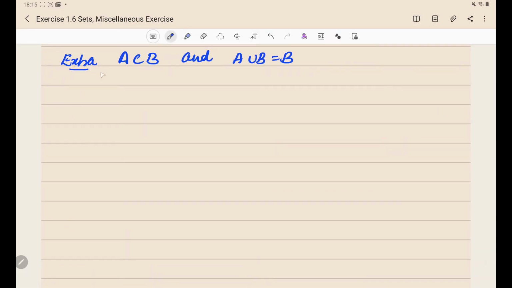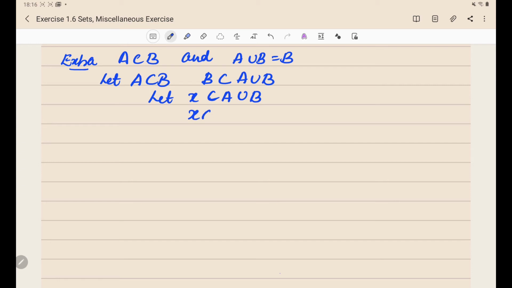For the first, we have the condition that A is a subset of B, and from that we are going to prove that A union B is equal to B. When we know that A is a subset of B, we clearly know that B is a subset of A union B, right? Then let's consider that x belongs to A union B. Let's take an element of A union B. What does that mean? x belongs to A or x belongs to B.